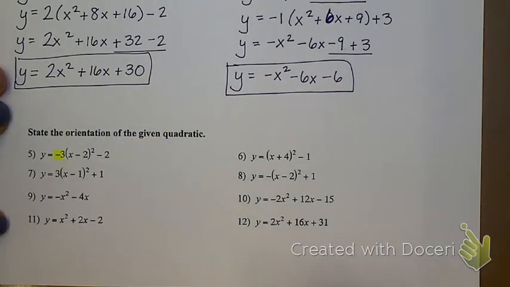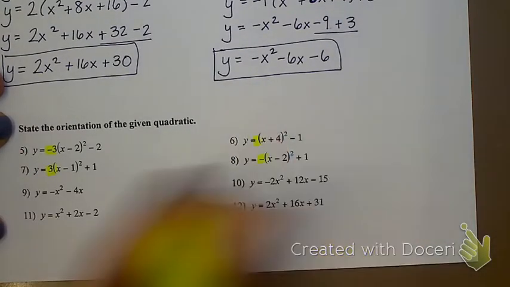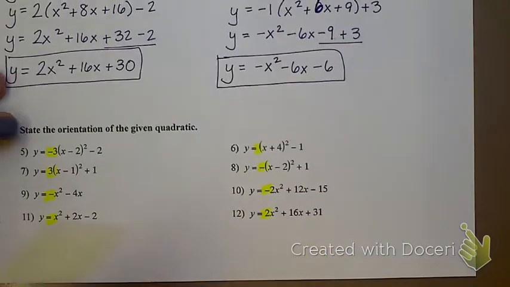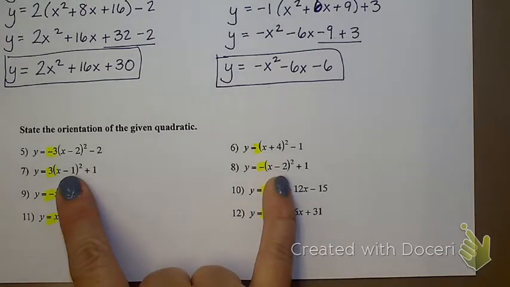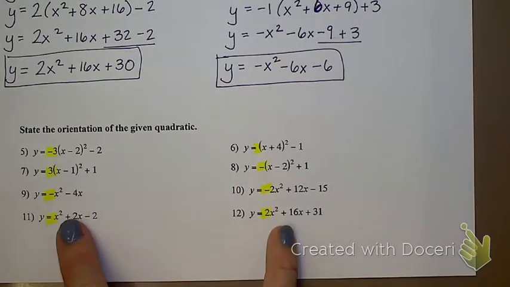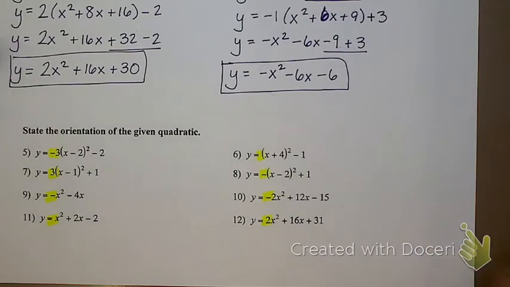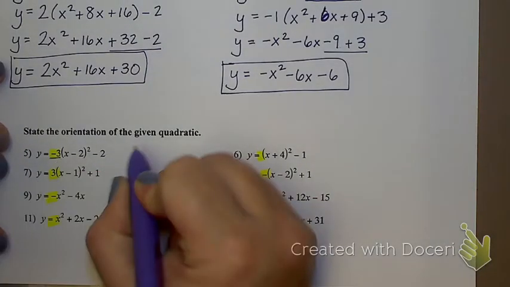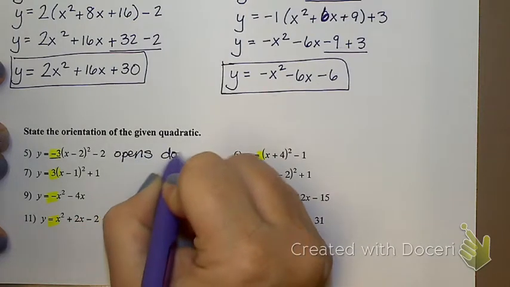So there, and there, and there. And if you notice, some of these are in vertex form and some of these are in standard form. Doesn't matter, you're still looking just at that first thing. If that first number is positive, it opens up. If that first number is negative, it opens down. So right here I have a negative number first. So this one opens down.